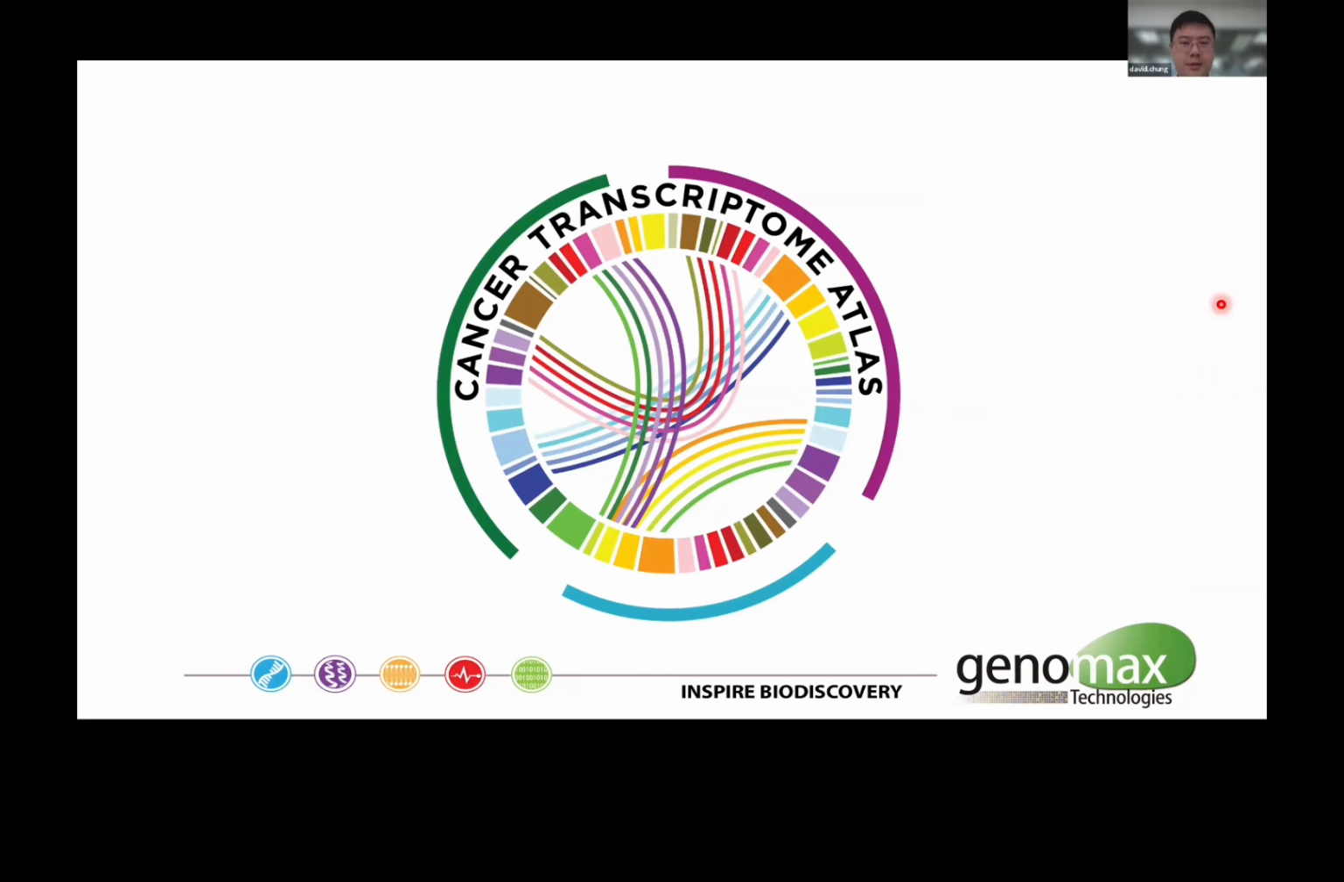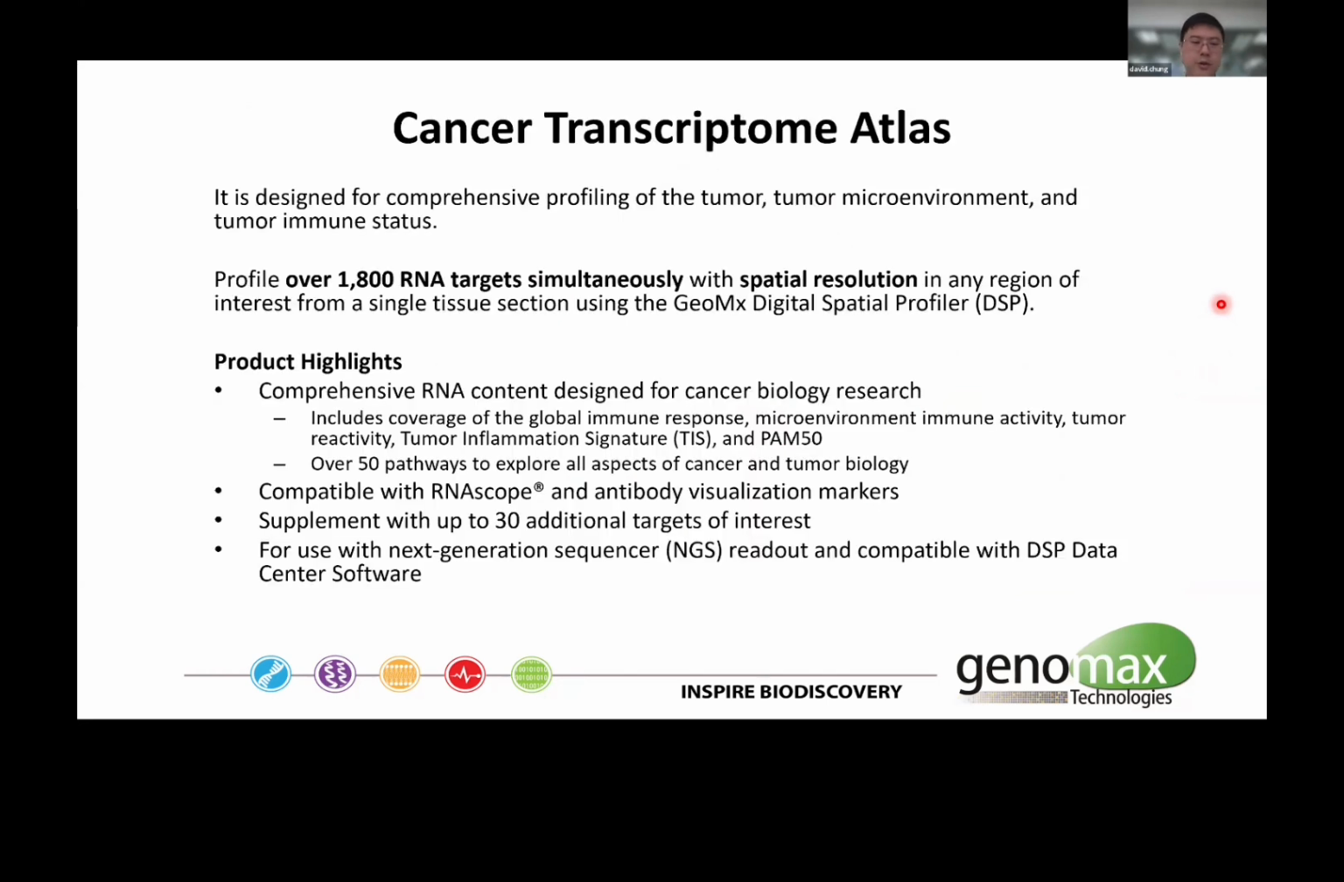So here we have a look at some of the panels that are offered by Nanostring. First, they came out with this cancer transcriptome atlas, more for cancer researchers. So this is a highly multiplex panel. So it provides over 1,800 different genes simultaneously and with spatial information for each of the regions that you selected on the tissue section.